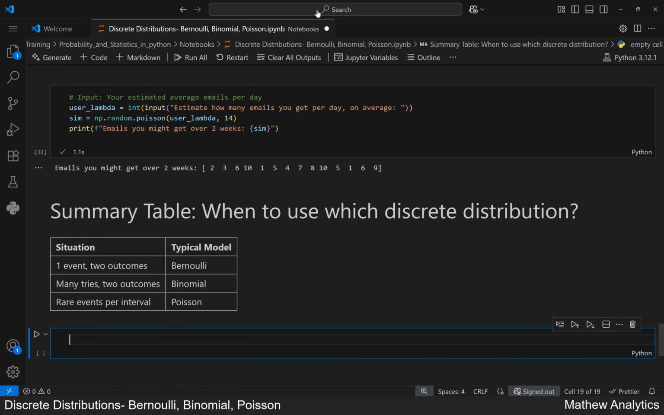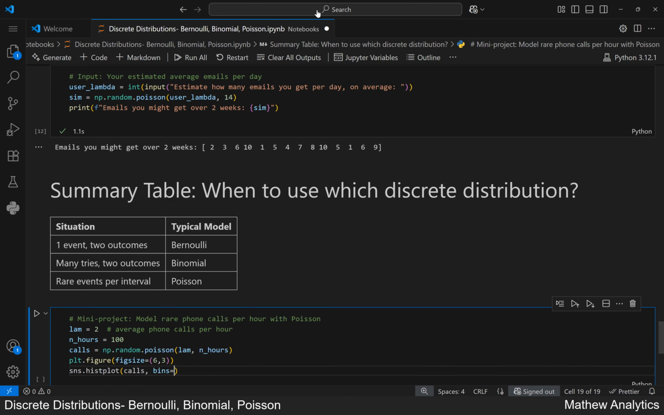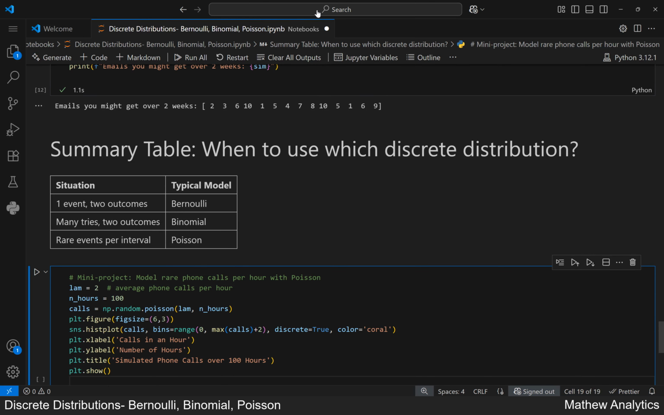Now let us try a mini-project. Suppose you work at a front desk where phone calls are rare, about 2 per hour. We simulate 100 hours at work. The Poisson model generates the number of calls for each hour. We use a histogram to see which call counts are most common. Color helps highlight the data in the plot. The x-axis labels the possible number of calls. Y-axis tells us how many hours matched each number. The title connects our experiment to the scenario. Let us show the results. Running the cell now.